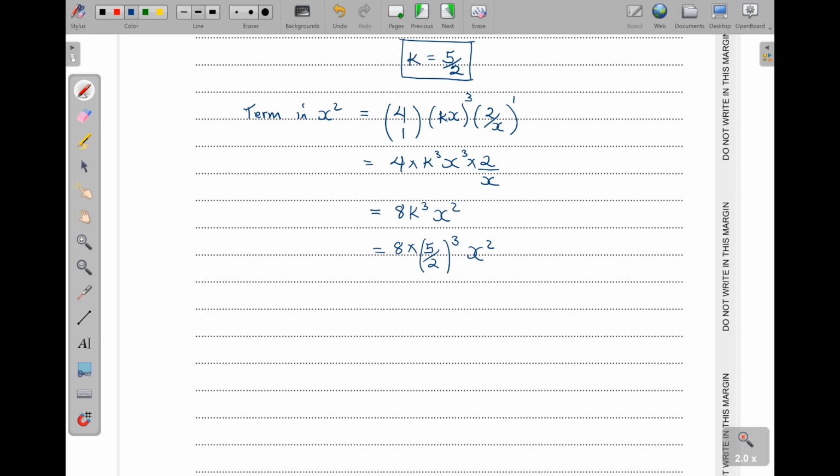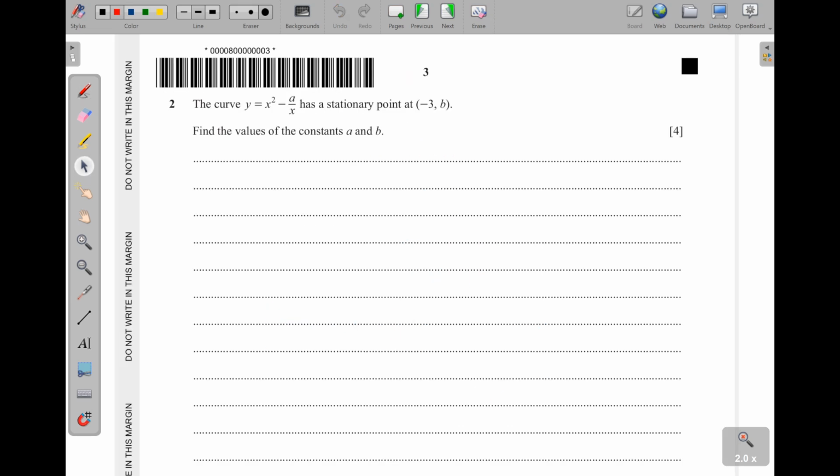So the coefficient of x squared is going to be this 8 times 125 and then out of 8, because 2 cubed is 8. Then this one will cancel with that. Then our answer becomes 125.